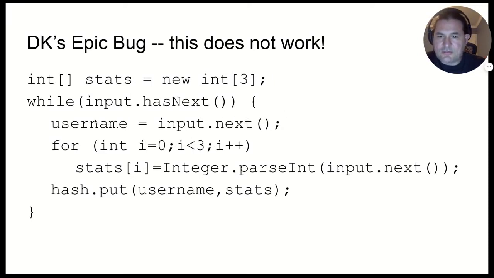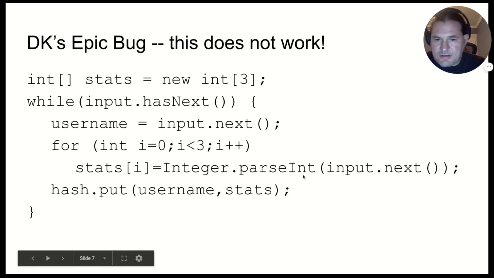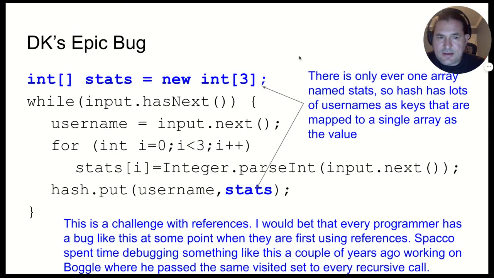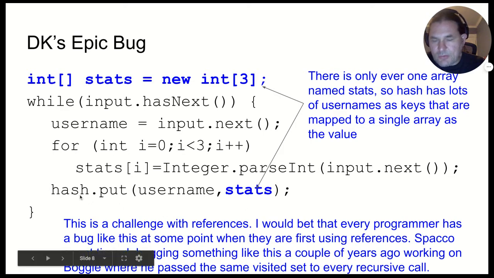And so what we're trying to do is get the username, put the stats into an array, 0, 1, 2 into this array, and then put that into a hash map. Here's the problem, though. There's only ever one array because we create the array outside the loop, right? So we create this array once. Yeah, we replace the values a bunch of times, but what do we put in here? We put the username and the stats, right?